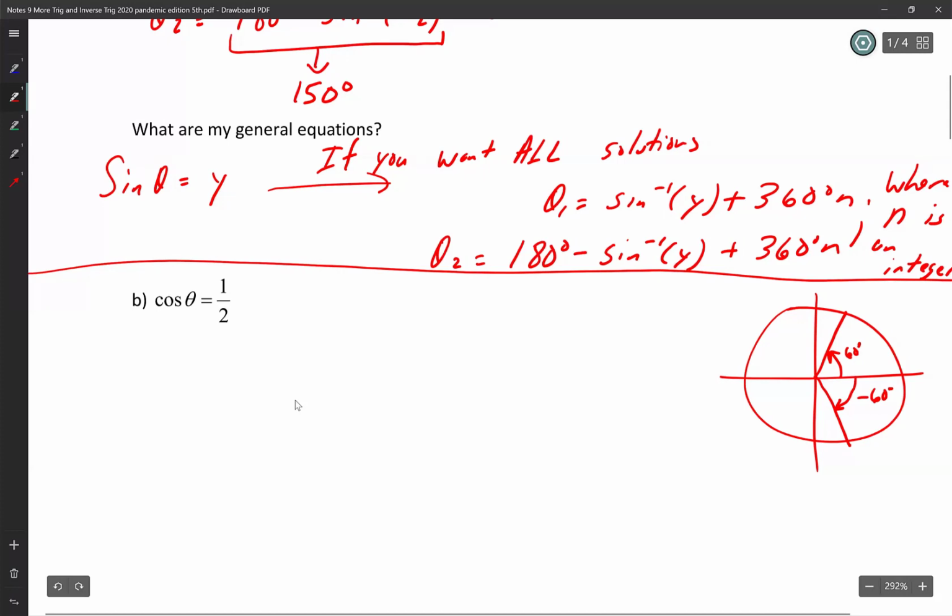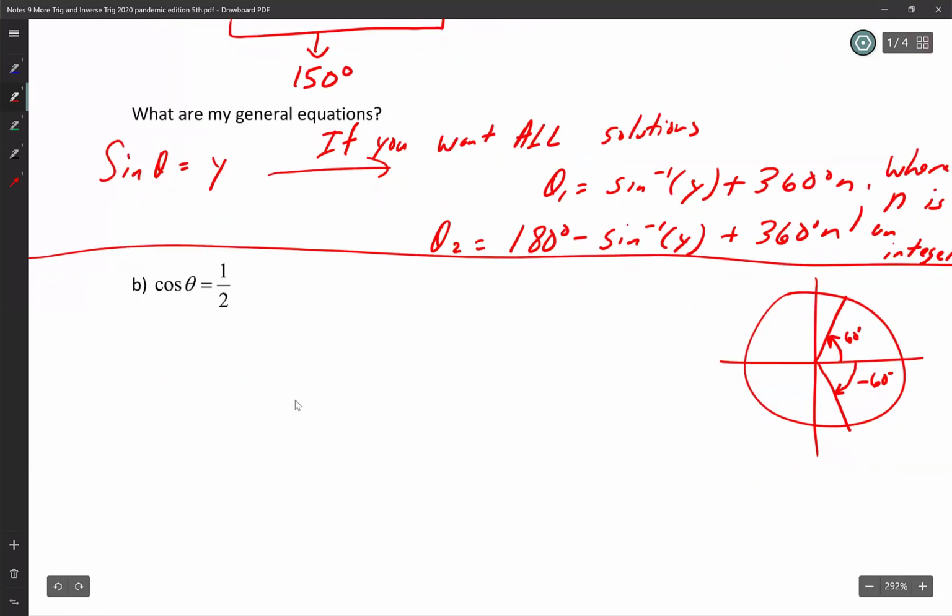Oh, by the way, I didn't even answer the question up here, right? Darn it. Okay, let's stick to this one first, and then we'll talk about the top one. I can write plus minus arc cosine of half plus 360n.